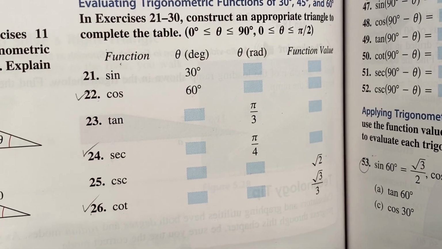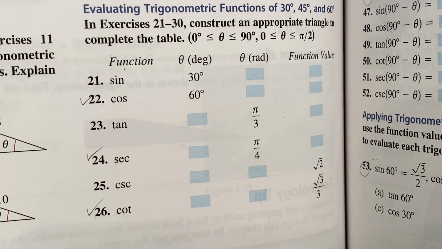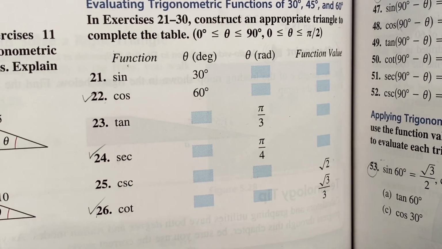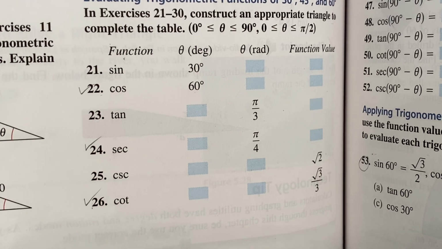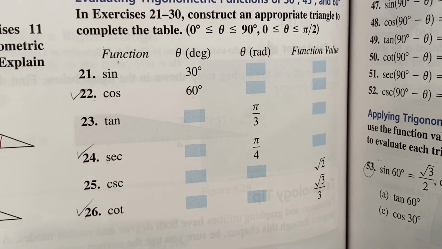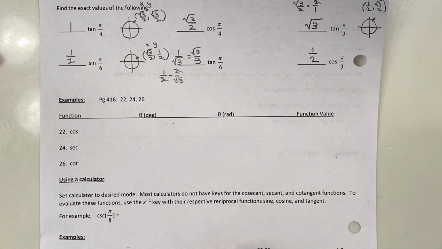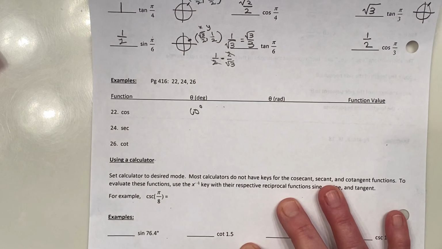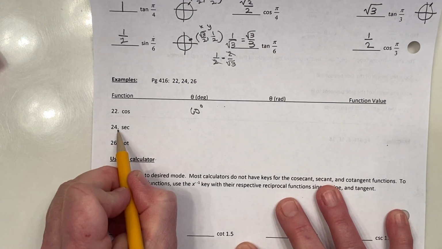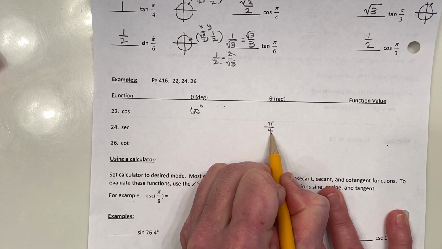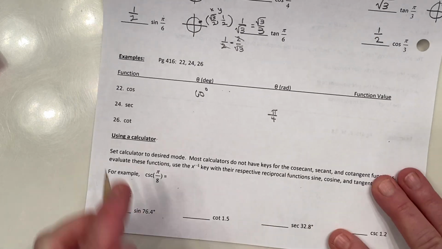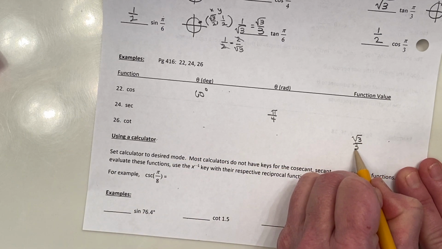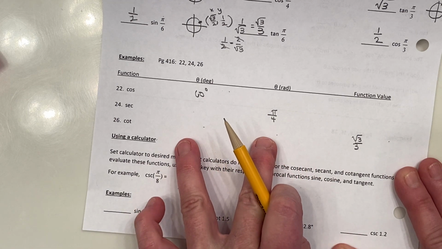All right, so look at 22. They give us the function cosine. And if we scan our eyes to the right, we can see that they're giving us the angle theta in degrees, but in the next column, they want the equivalent theta in radian measure, and then they want the function value. So I've got that table somewhat recreated here. On problem 22, what's given is 60 degrees. In 24, we have secant, but we're given the radian measure of pi over 4. And for problem 26, we're actually given not the angles, but the value of square root of 3 over 3, and we're asked to work backwards and find these two measures.